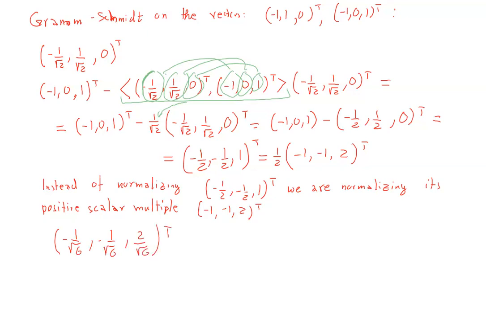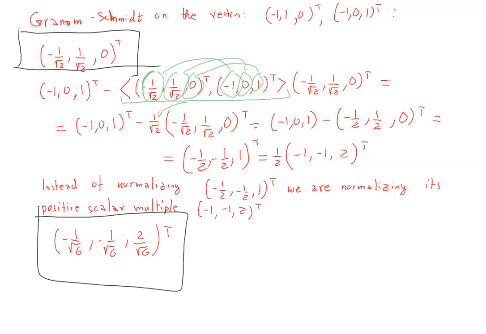So what are your two orthonormal basis vectors? This is the first vector. This is the second vector. That's it. We gave the orthonormal basis that we were looking for. Okay? Questions?